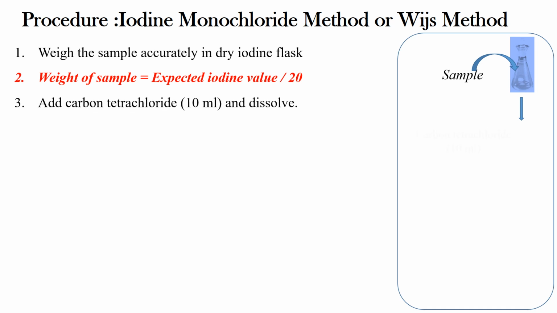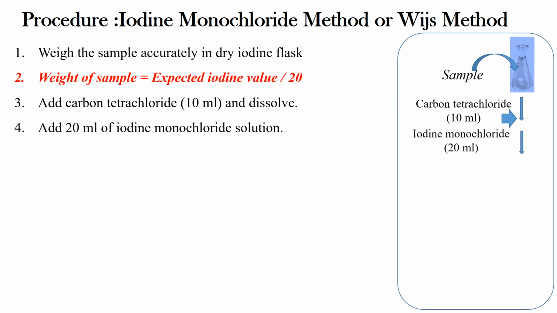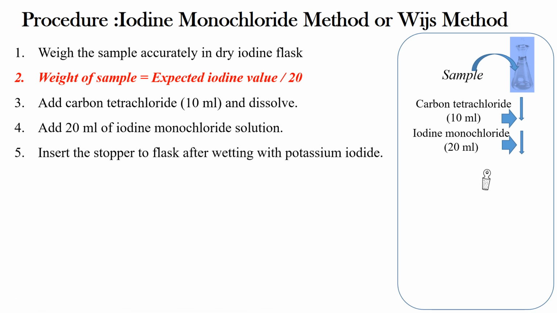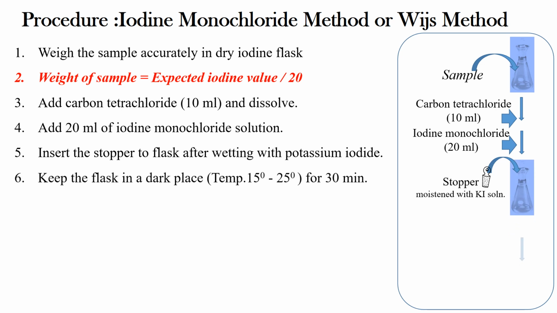To the sample, now add carbon tetrachloride 10 ml and dissolve. Then add 20 ml of iodine monochloride solution and insert the stopper to the flask after wetting with potassium iodide solution. Now keep the flask in a dark place at a temperature between 15 to 25 degrees centigrade for 30 minutes.